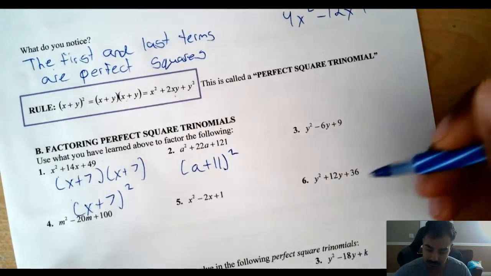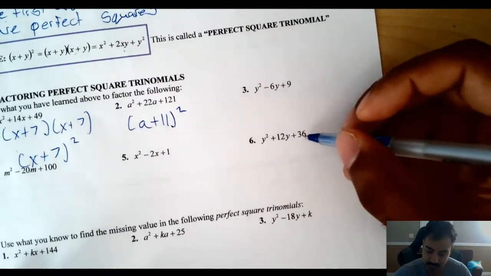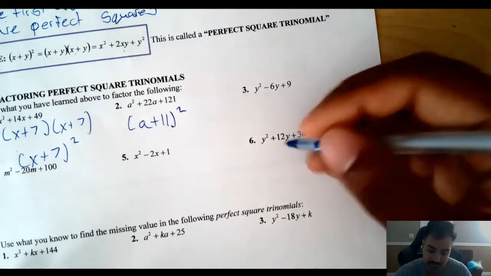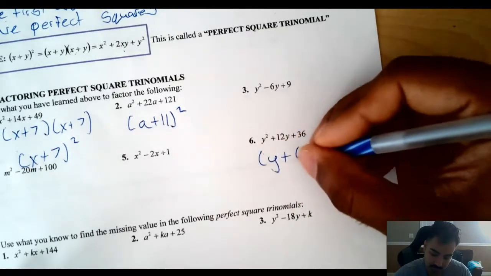Let's just move on to maybe number 6, because number 6 might be a harder one. They usually will end that way. So what two numbers multiply to 36, and that's 12? We got y plus 6 here.